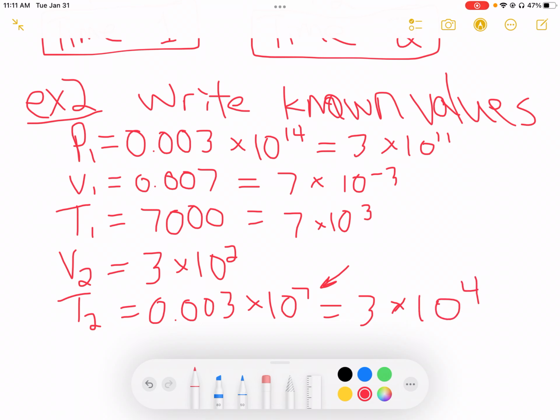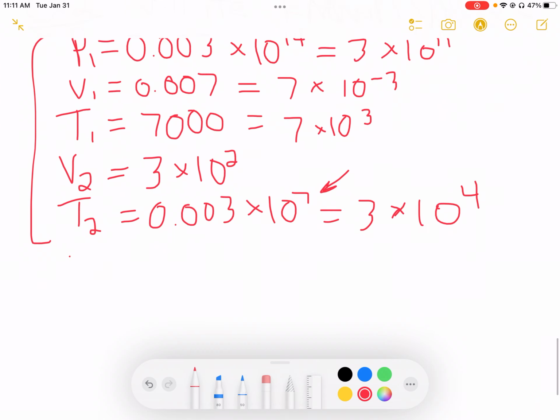Okay, now I got what I know. I got all these things because they said, hey, could you figure out what the final pressure is? So that's the only thing missing. They have P2, and I don't know my P2. They're just asking me to find that.